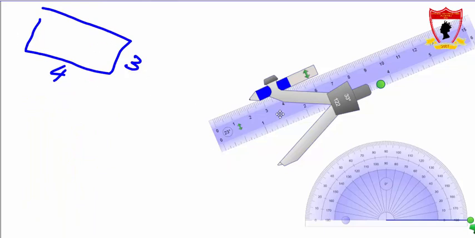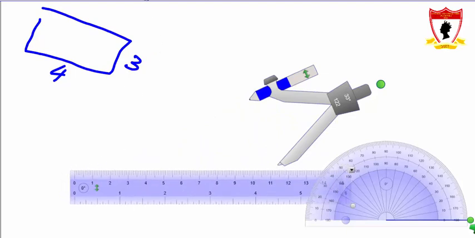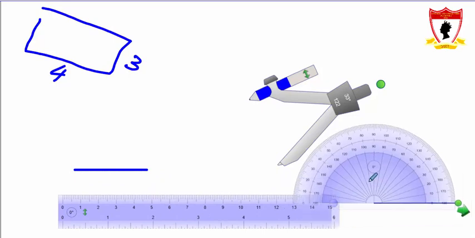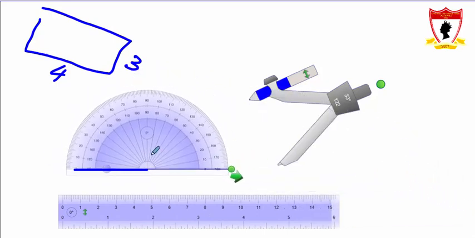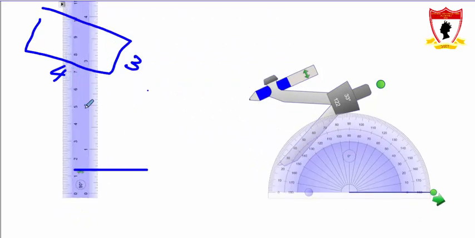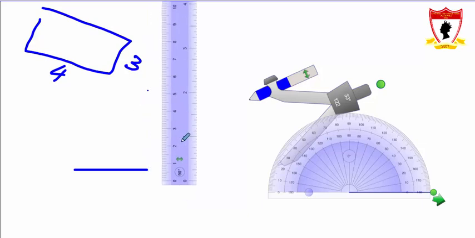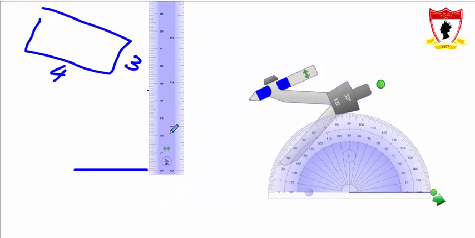Now to do this, just like the triangles, we start by drawing the base 4 centimeters. Done. And we need protractor to mark a perfect 90-degree angle, because as you know, rectangle has all the angles 90. Now this one will help us to draw the other sides perfectly. Again, you can use triangular ruler to mark the 90-degree angle. Then we need to mark a side 3 centimeters from 0.